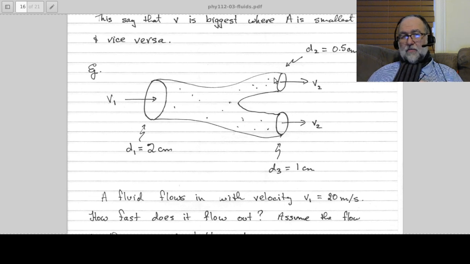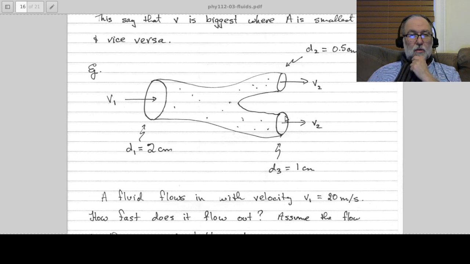flow in here, but it's kind of obvious. It flows there and it flows through there. So it flows out of both of them with the same velocity. And this top one has a diameter of 0.5 centimeters, and this bottom one has a diameter D3 of 1 centimeter. Okay, so there's two different diameters for the exit.